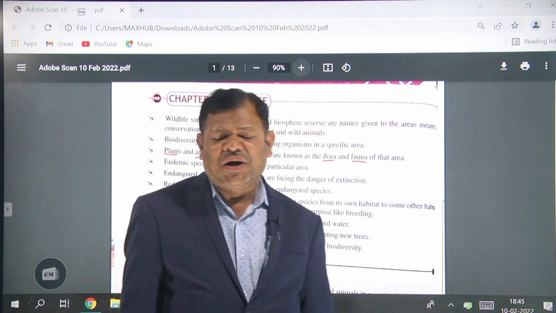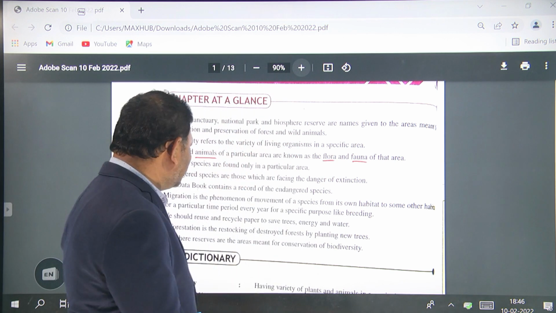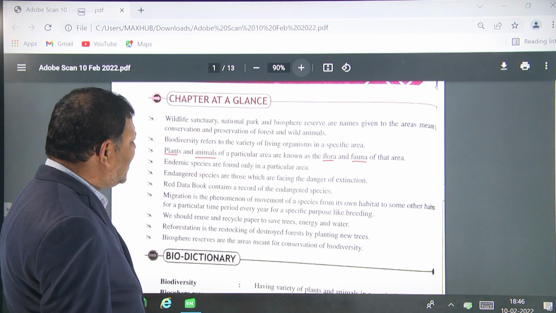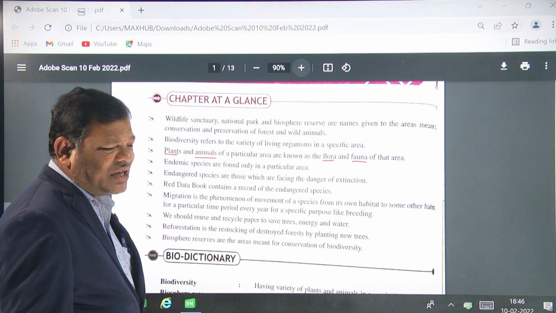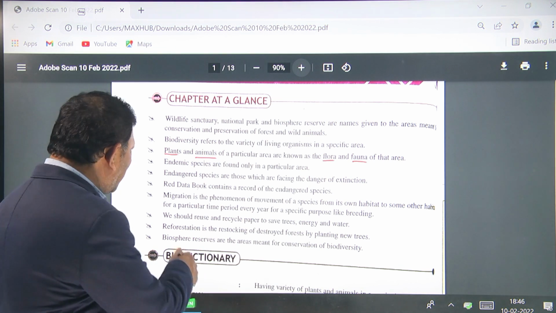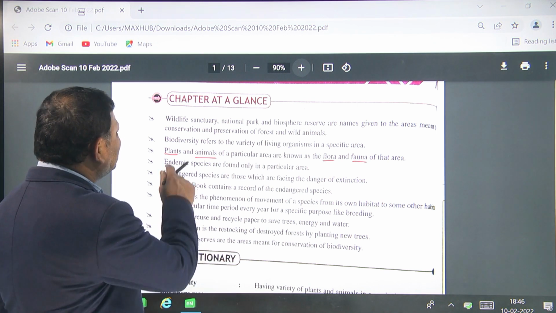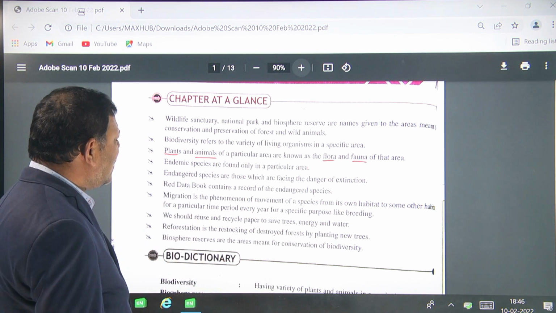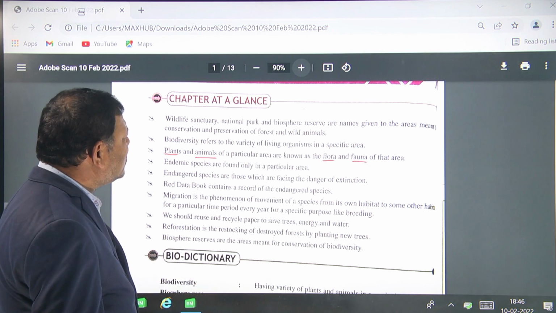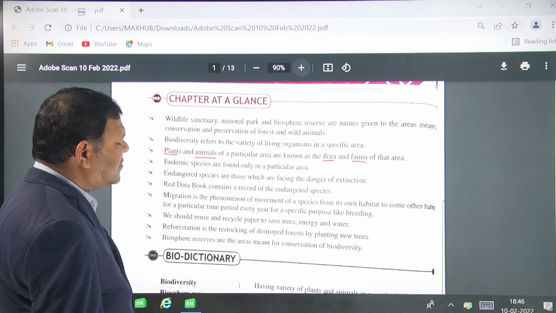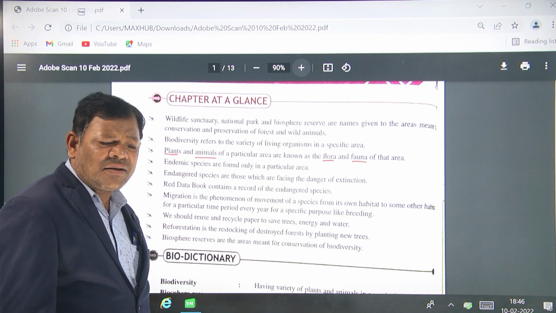Next, biosphere reserves are the areas meant for the conservation of biodiversity. Very important point. We can conserve biodiversity through biosphere reserves, through wildlife sanctuaries, and through national parks. Is it clear?